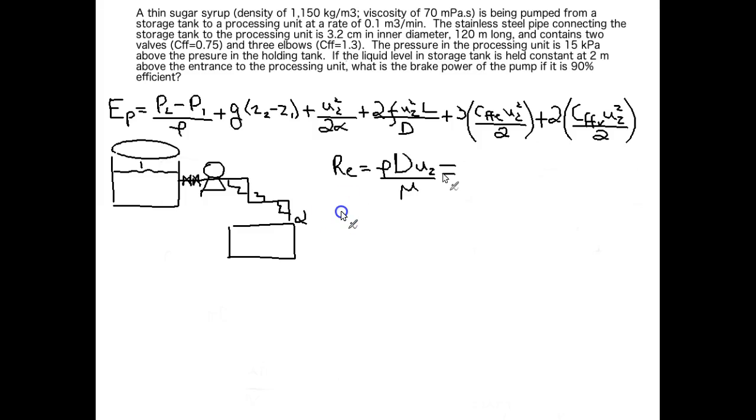Before we plug in everything, we need to figure out what our velocity is. We're given the volumetric flow rate. We are also given the diameter of the pipe the fluid is flowing through. So we can figure out the velocity by dividing the volumetric flow rate by the cross-sectional area. Let's do that right now.